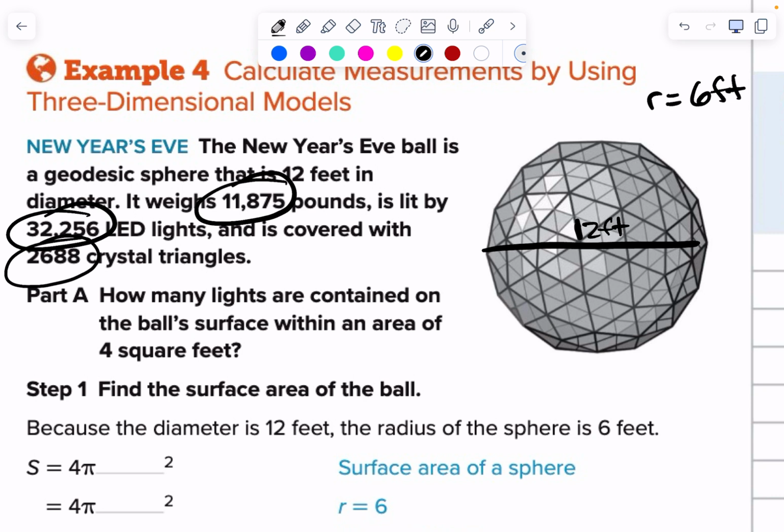Okay? How many lights are contained on the ball's surface with an area of 4 square feet? Is this the actual, like, what? Never mind, that sounds stupid.